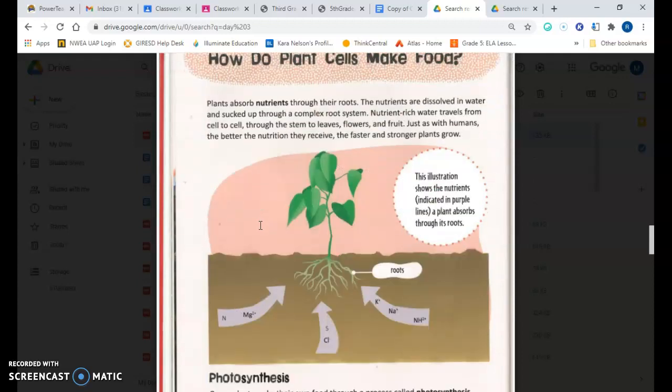So, if we were to sum this up, what is it that plants need in order to make food? How would you answer that question? And this illustration shows the nutrients. Those are like what they have written here on the purple lines. The nutrients a plant absorbs through its roots.